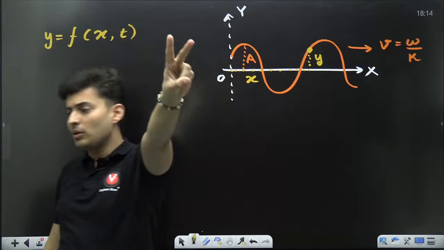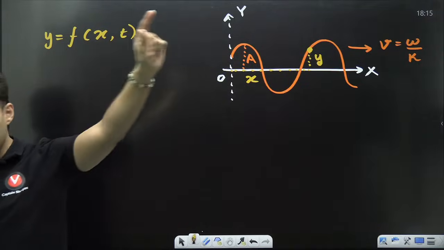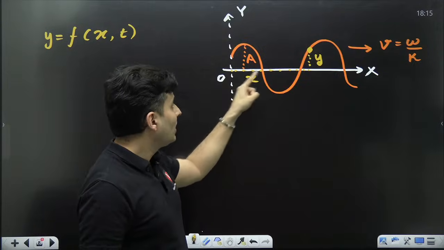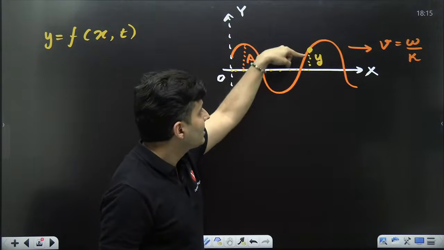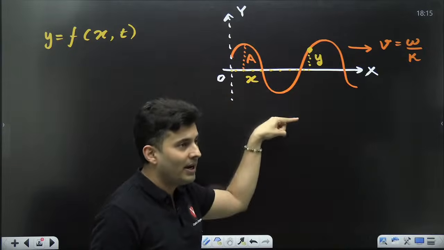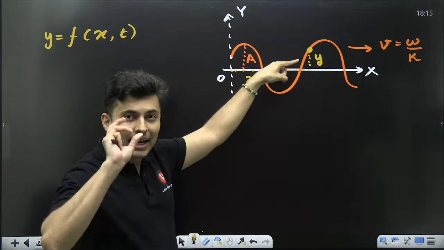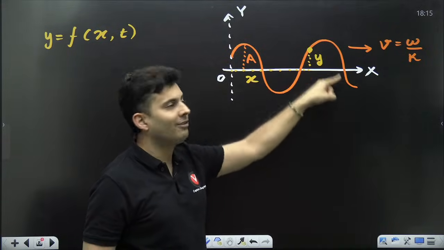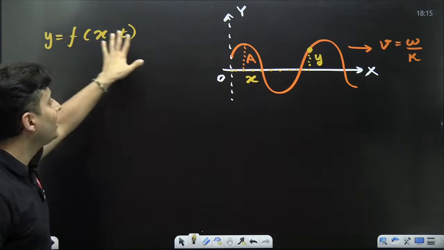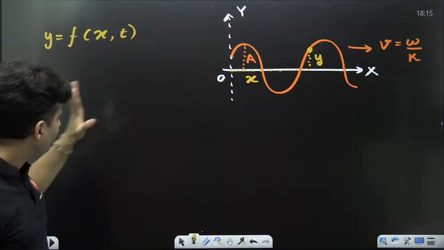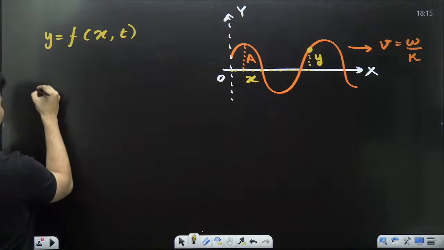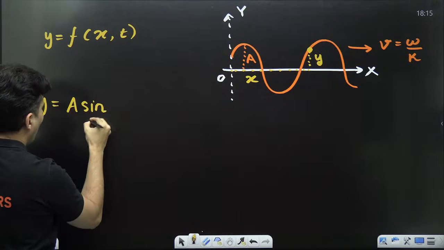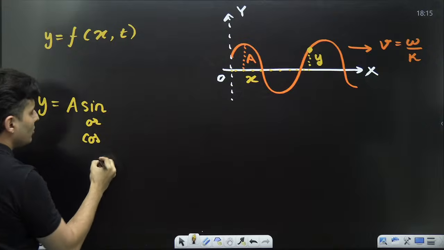Why is it a function of two variables? Because think about it, as time moves, this point will go up and down, so it changes with time, and at any instant every x has a different value of y. So that's the reason why it depends on both the things. Okay, great. And what is that function? That function will be a sine, or you can use cos also, there is no harm in that.